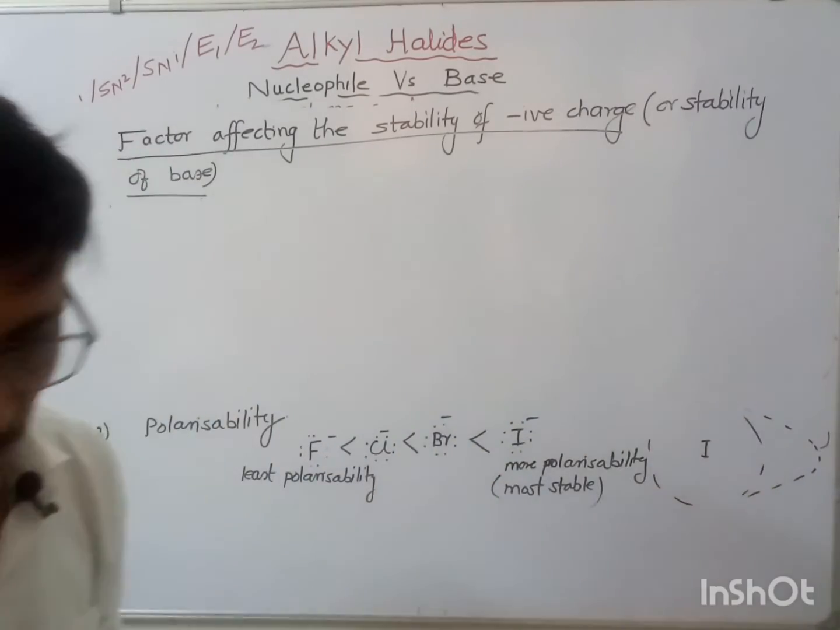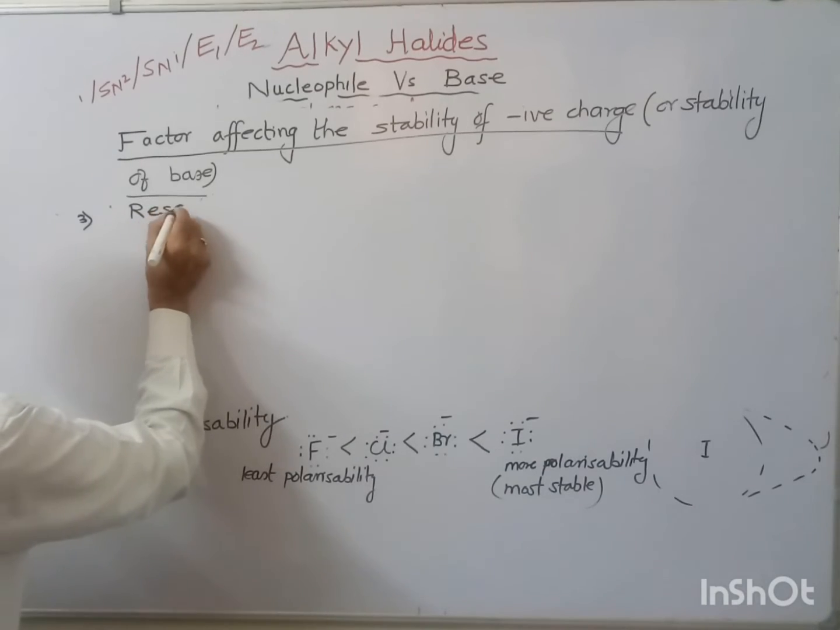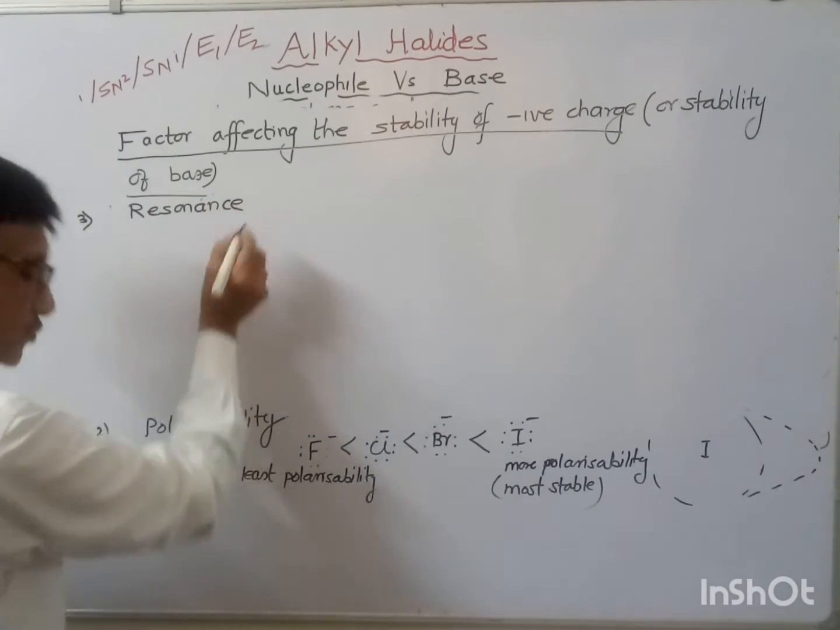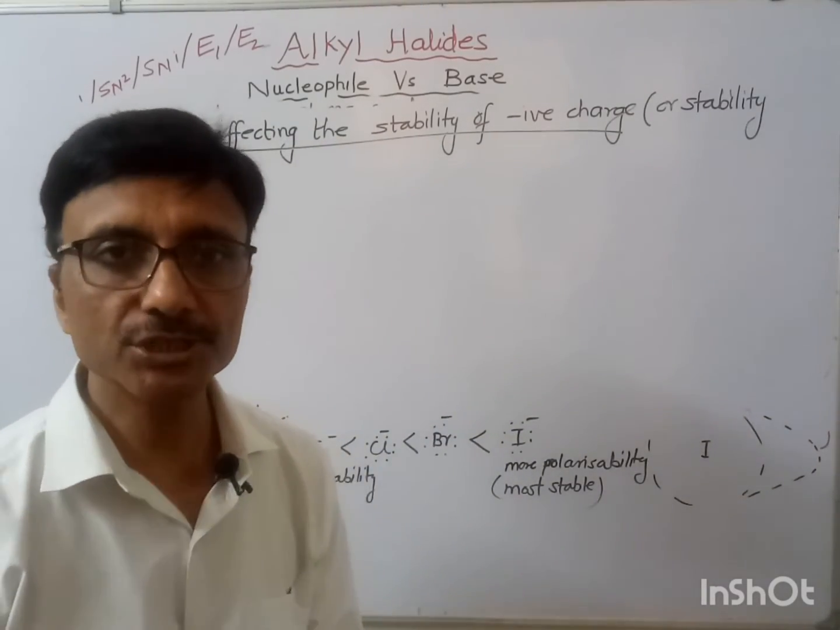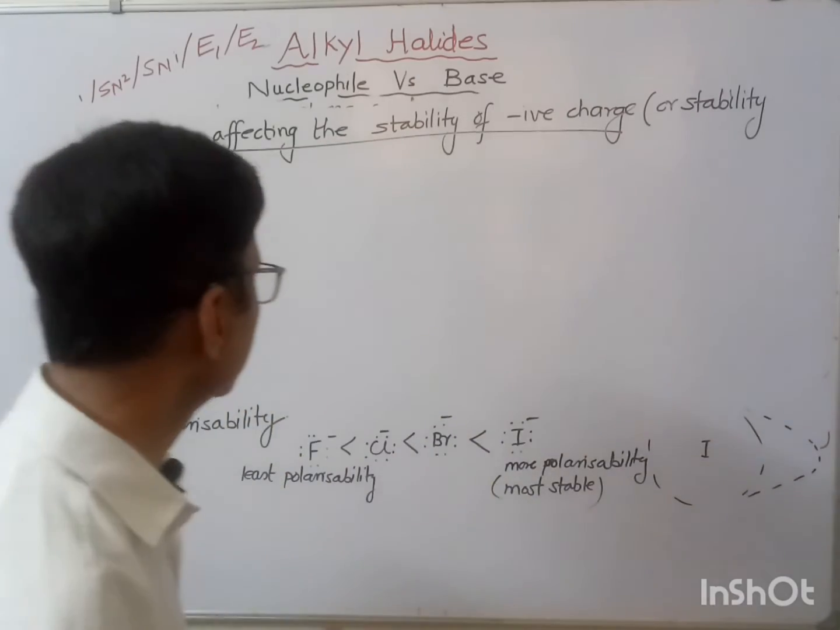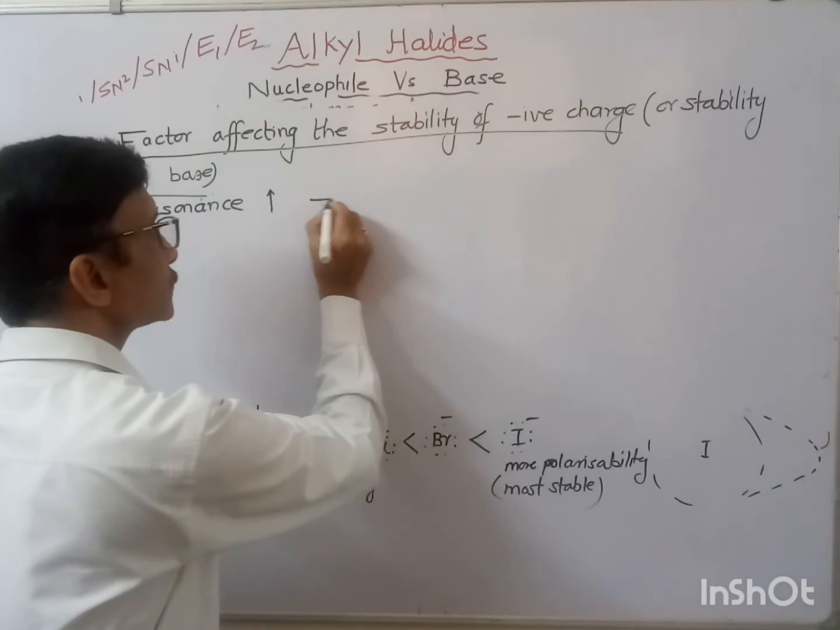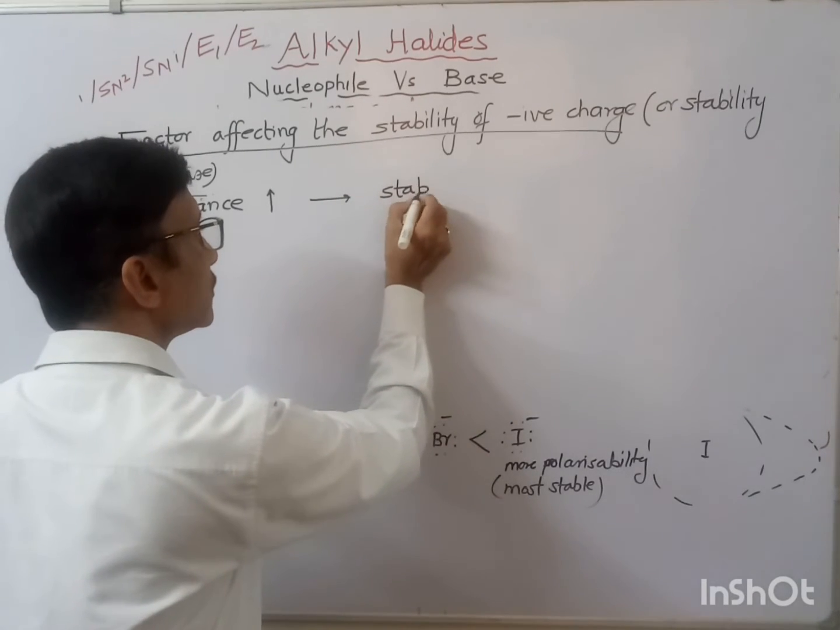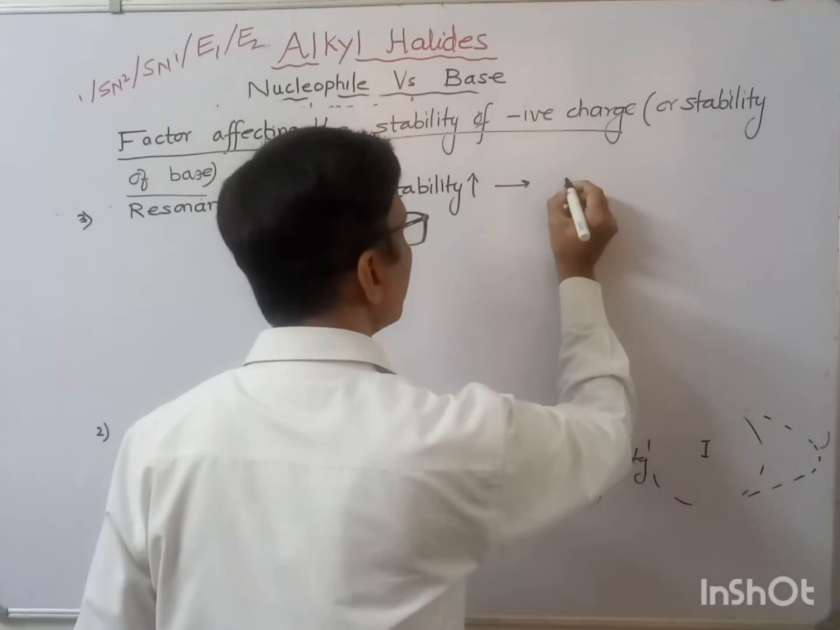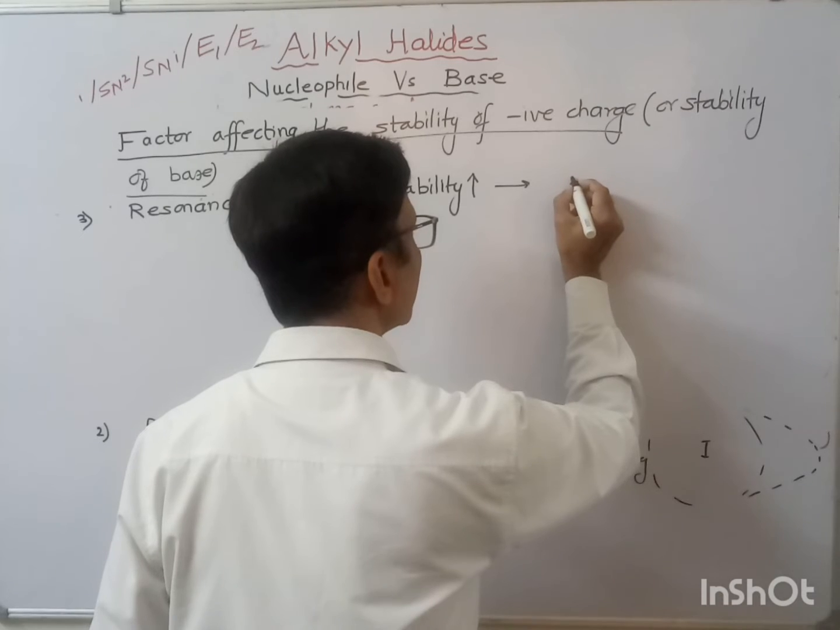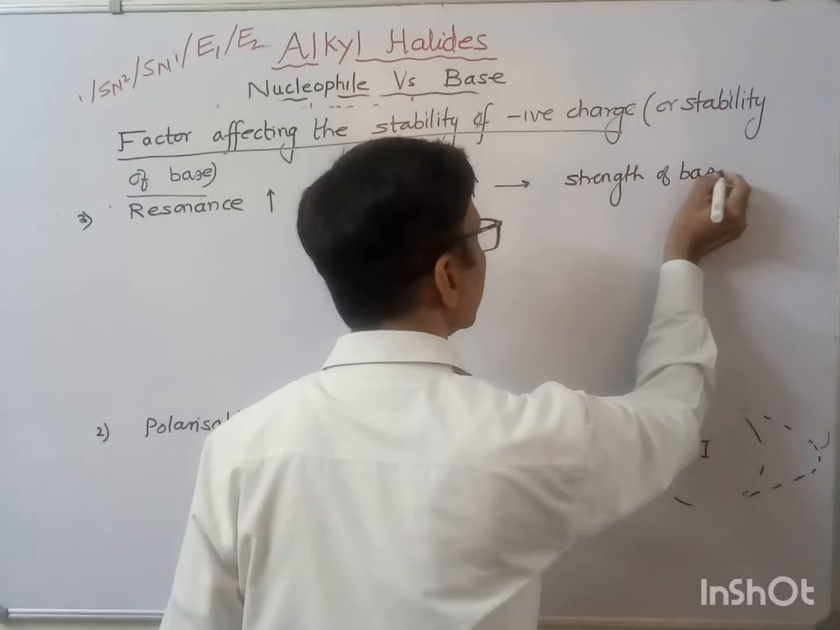Third factor is resonance. We know that due to resonance also the charge is dispersed. The delocalization or dispersal of charge takes place due to the resonance. So as the resonance increases, more is the dispersal of charge, and we know that stability increases, and if stability increases, the basicity, or strength of base, decreases.